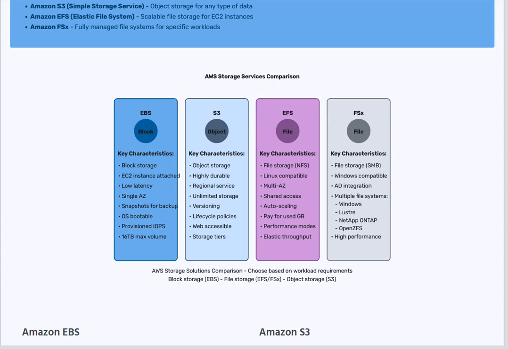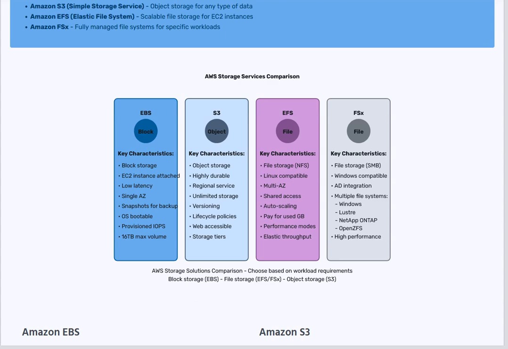EBS, single availability zone. EBS is in one single data center in a region. S3, unlimited storage. EFS, shared access. FSx, multiple file systems.